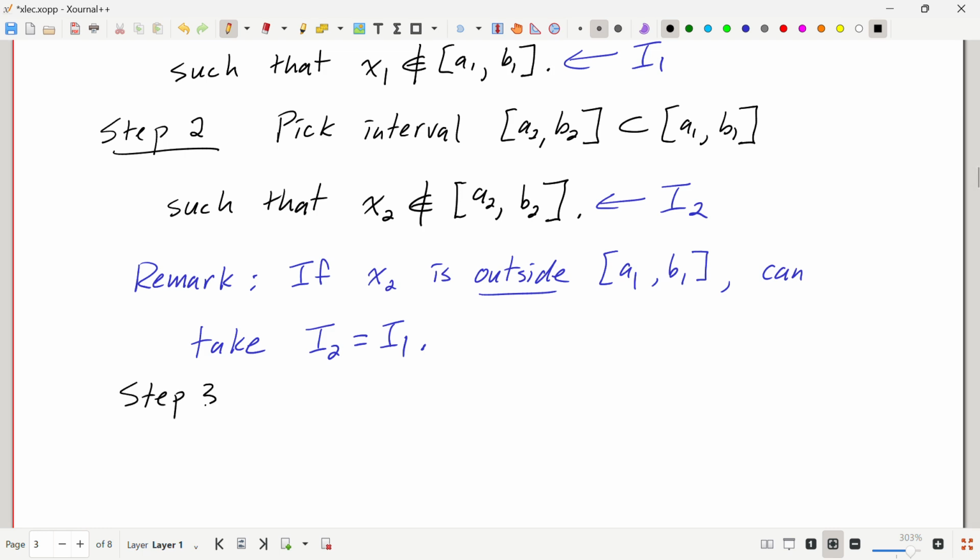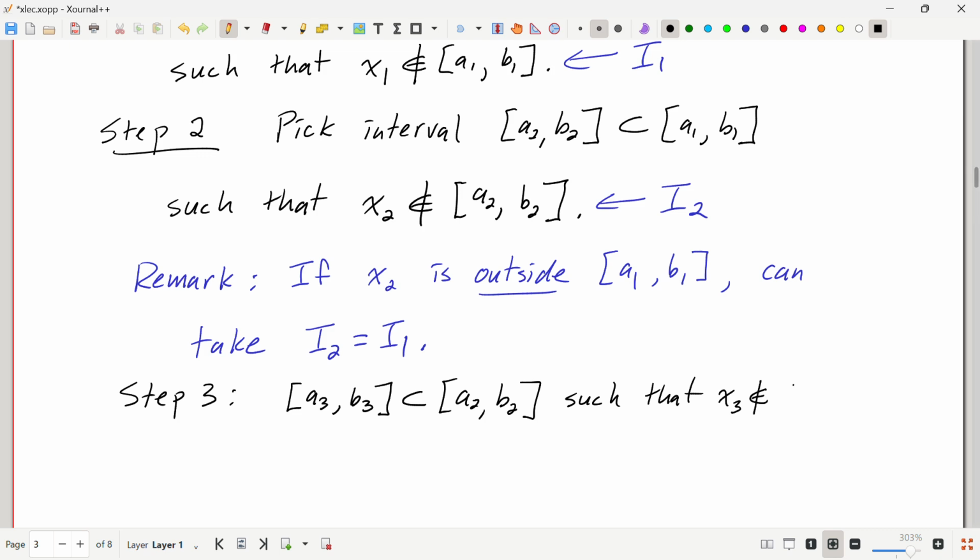Step 3, I cook up A3, B3 contained in the previous one such that X3 is not in A3, B3. This way I get a telescoping, I like telescoping better than nested, but I get a nested sequence of intervals.